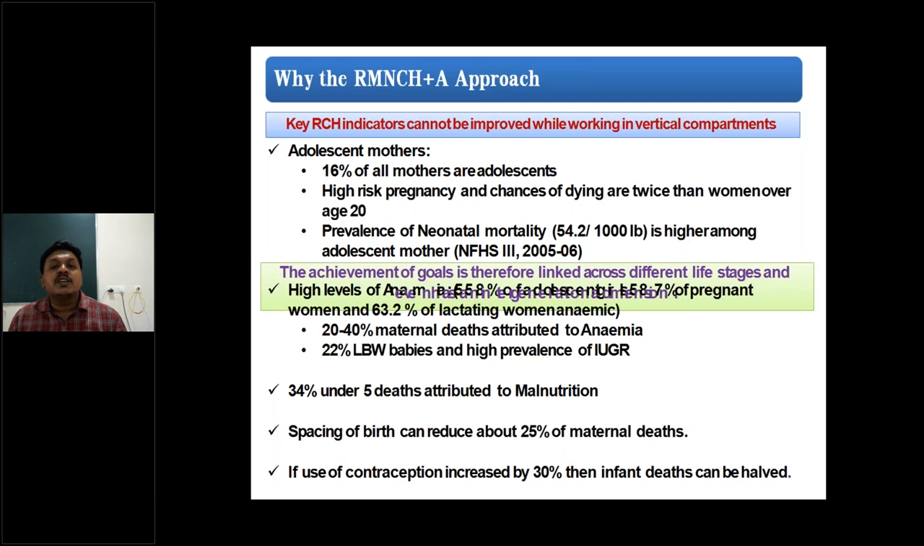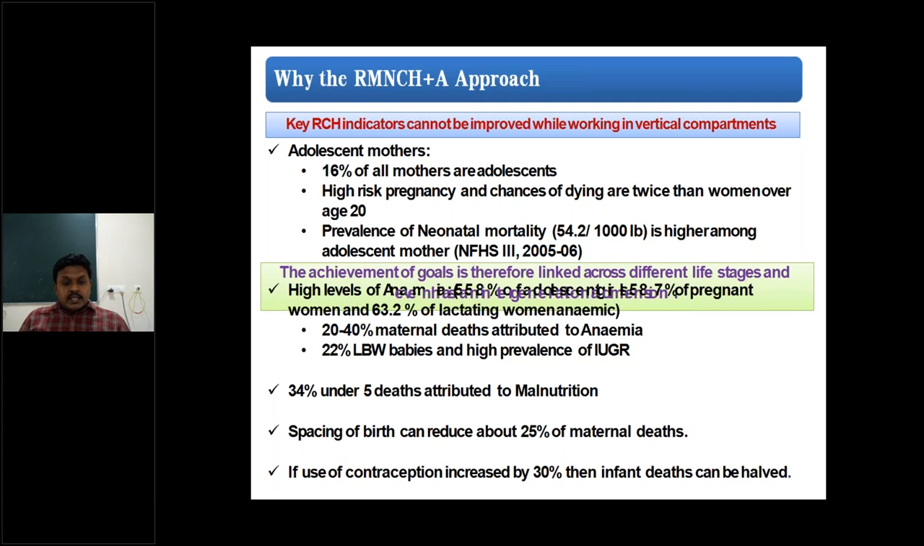So that's what they said. High risk pregnancy, and chances of dying are twice that of women over age 20. If the woman is married before 20 years, the chances of dying from complications of pregnancy are two times higher. The prevalence of neonatal mortality is 54.2 per 1,000 live births, very high among adolescent mothers according to NFHS. NFHS means National Family Health Survey, the third one in 2005-2006. They also stated that children of adolescent mothers have very high neonatal mortality, 54.2 per 1,000 live births. Just imagine, very high.